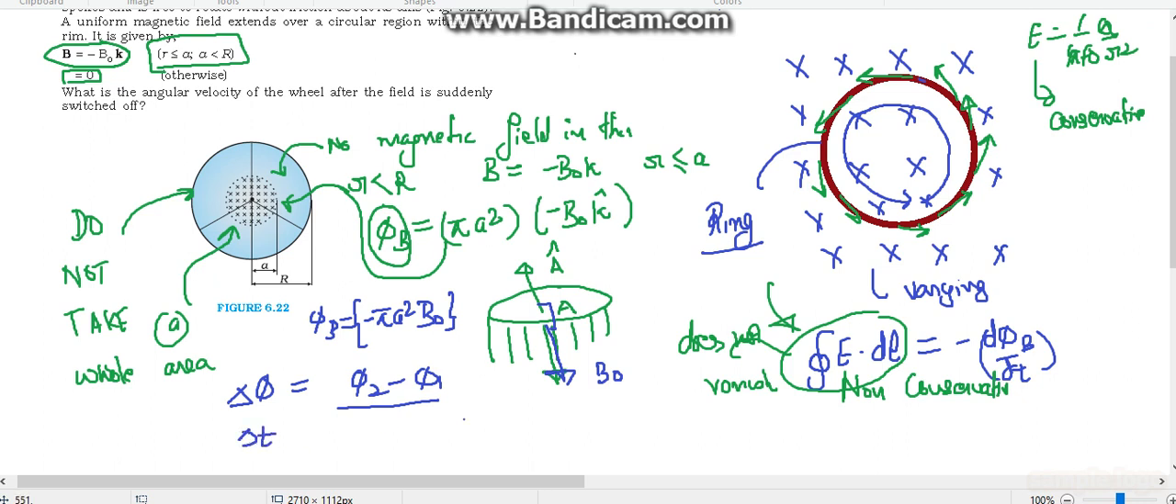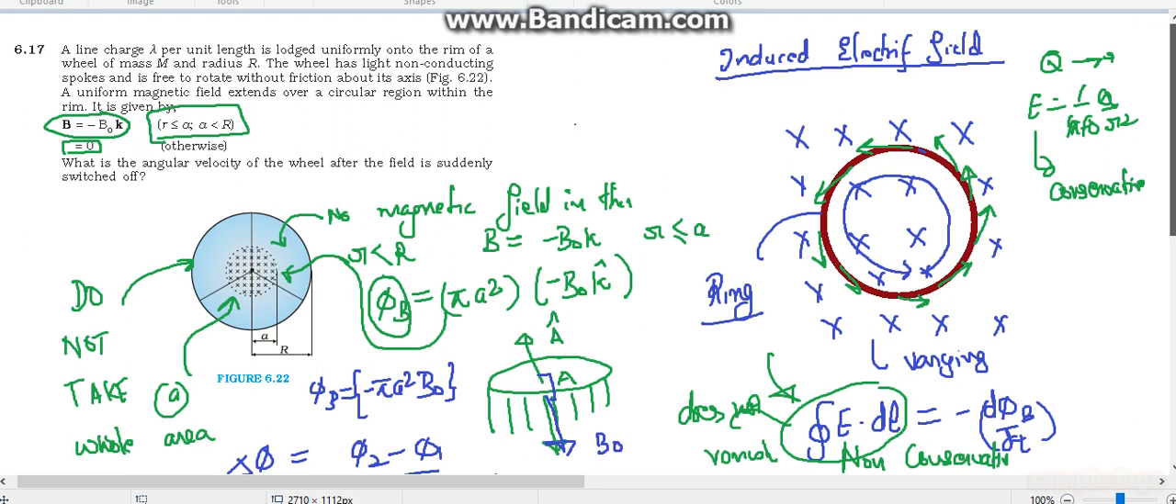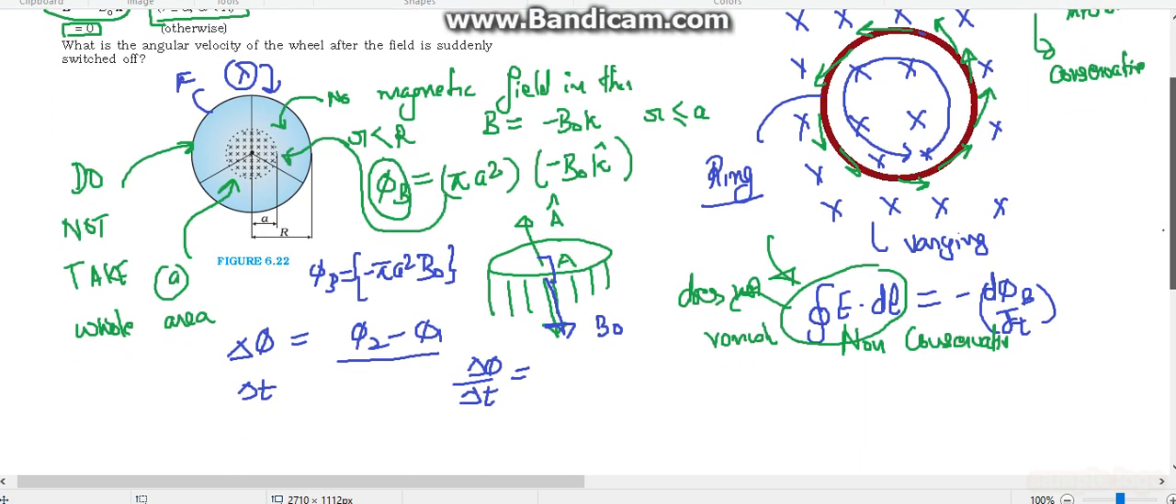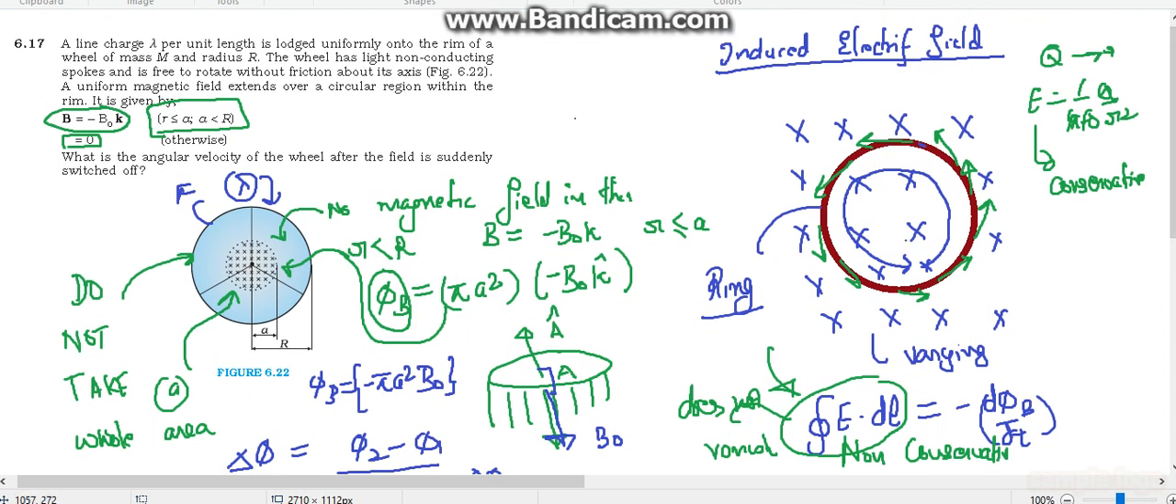This happens in time dt. So d phi upon dt, because we are told that the magnetic field is suddenly switched off, we have to find out at that point of time what will be the force which will act on the rim, if the charge on this is lambda, charge per unit length. First we have to find the induced electric field along this rim.